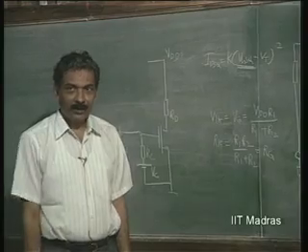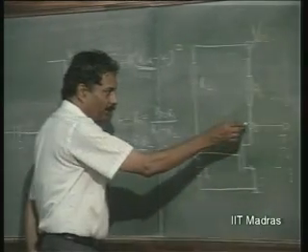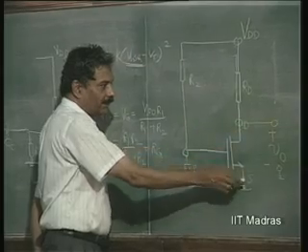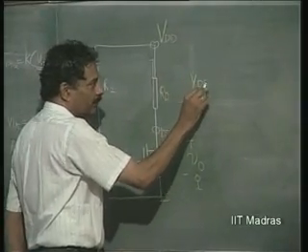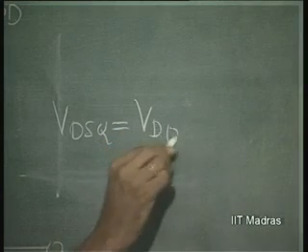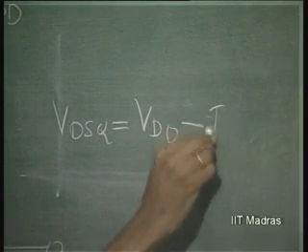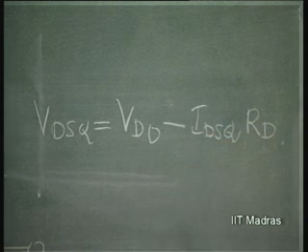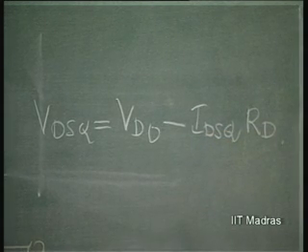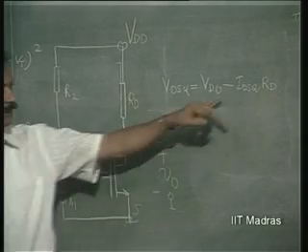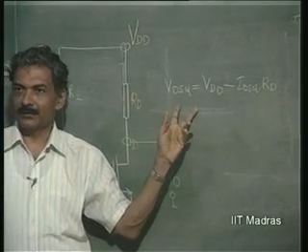So, this will cause problems. Why? Because the operating point here is important in terms of what VDSQ it is having. VDSQ is equal to how much? VDD minus IDSQ into RD. This is the VDSQ. If IDSQ changes, this VDSQ changes.